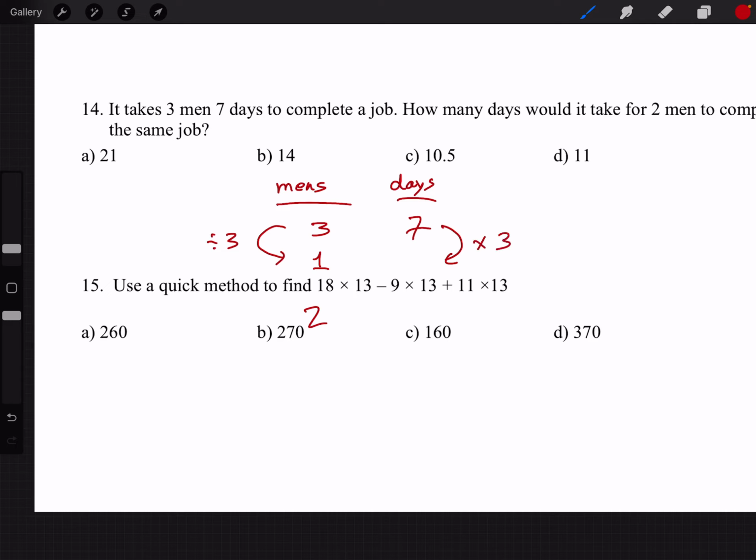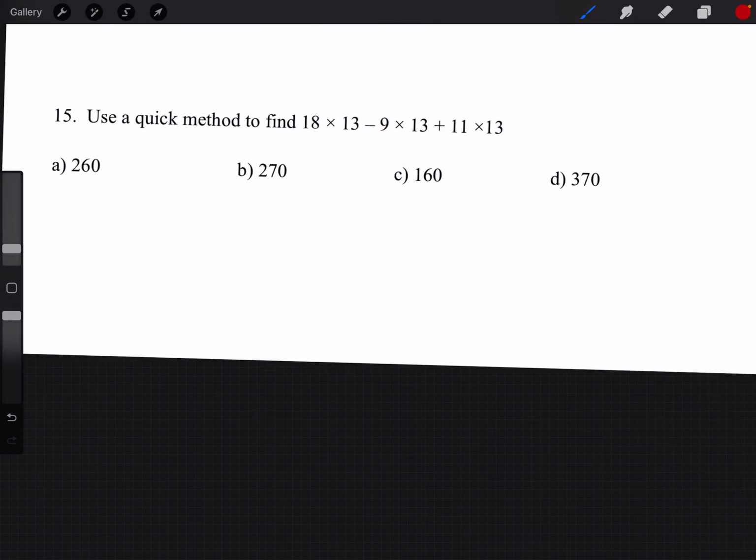So 3 times 7 is 21, because 1 person by himself will take 3 times longer than 3 people, right? So that's why we have to multiply the number by 3, because he's by himself. So he's going to take 3 times longer than 7 days. So 3 times 7 is 21 days. Now, if he had another person helping him, we're going to divide it by 2. He's going to take half the time if he's got another helper. So 1 person takes 21 days, 2 people takes half the time, and 21 divided by 2 is 10.5, which is C.